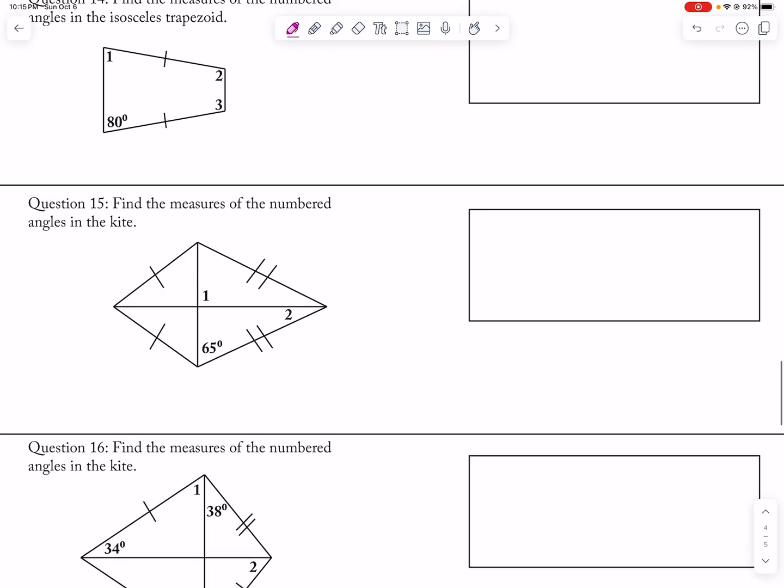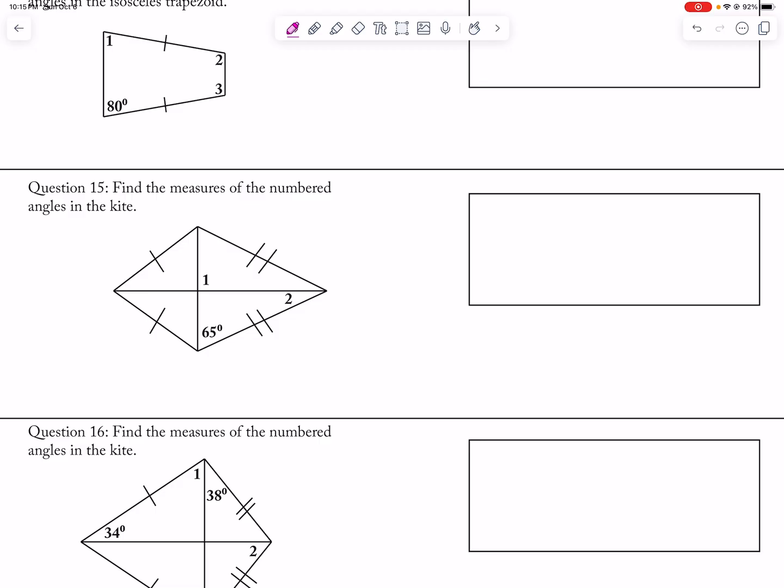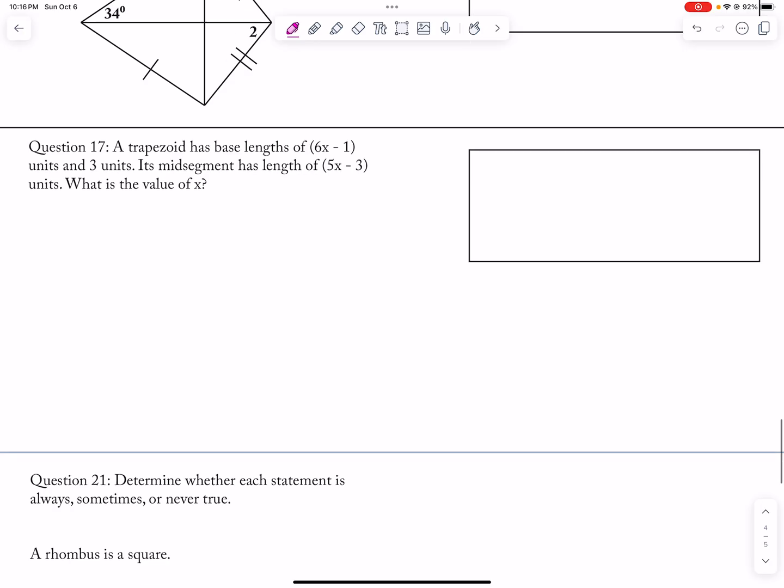And then 15. So measure of angle 1 is 90 by some kite theorem. And then measure of angle 2 plus 65 plus 90 is equal to 180. So measure of angle 2 is equal to 25. Triangle angle sum theorem.